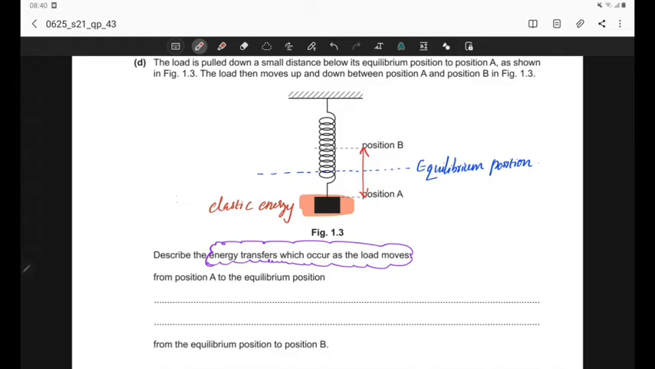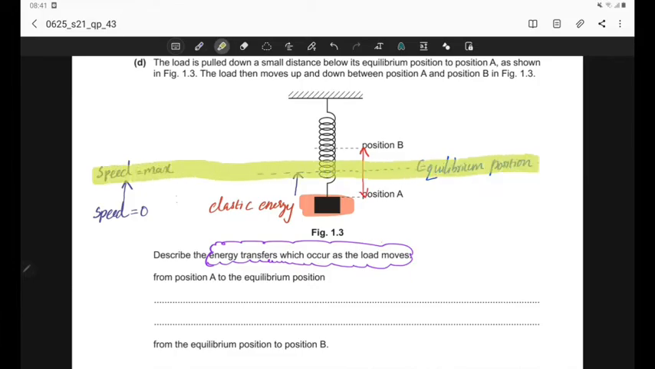When it moves from A to the equilibrium position, at position A the load stops and goes back. So at position A, the speed or velocity of the load will be 0. But when it is moving upward and reaches the equilibrium position, it will have a maximum speed. For any object which oscillates between 2 points, it will have a maximum speed at its equilibrium position. So from this we can understand the speed of the load will be maximum at the equilibrium position.